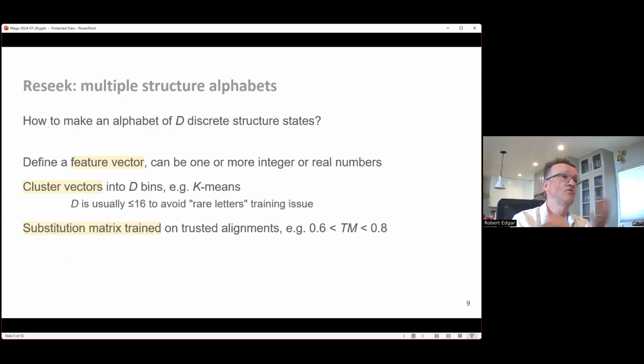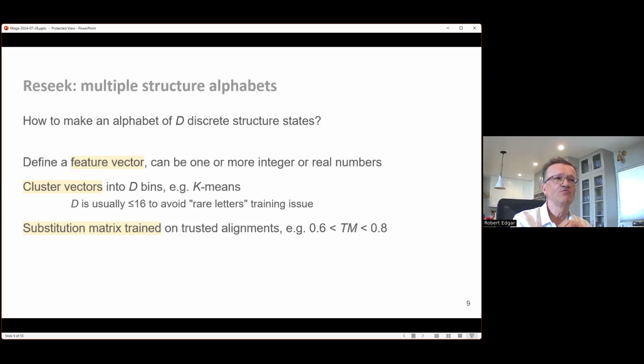And so we're going to add together multiple structure alphabets. So how do we make an alphabet? The starting point is a feature vector, and it's really anything you want it to be. So we'll just think about it abstractly for a moment. We have one or more integer or real numbers, but we need to convert that to an alphabet. So that's some kind of clustering method. For example, k-means is a very simple way to do this.